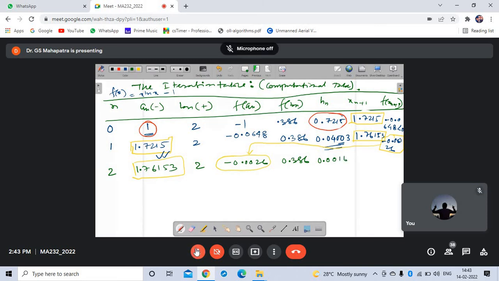One six. Okay, fine. Then what will be the Xn? Xn will be 1.76 plus this one, or 1.76153. Okay, so that plus that value. Okay, now so that is actually 1 point.